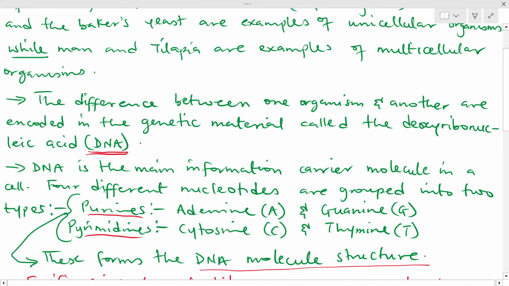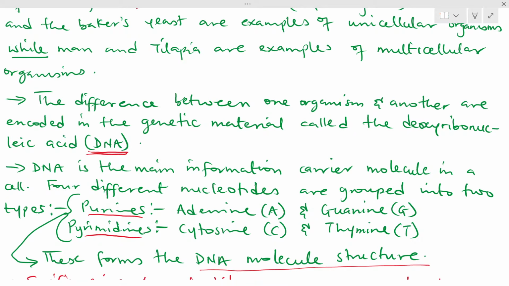The living things that are manipulated, like we earlier saw, could be unicellular or multicellular. Now, the difference between these organisms among the living things, either plants, animals, or microorganisms, is the DNA. What does their DNA look like? How is it encoded? What is the nucleotide basis? What is the complexity and what can they do? So DNA is the main information carrier molecule of the cell.